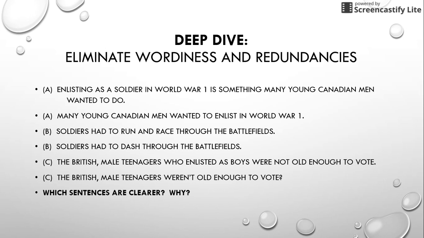So if you see here, it looks a little weird. I've got 2 A's, 2 B's, and 2 C's, but these are my pairs, my groupings. So I thought it would be a little easier if I put them this way. Basically, between my groupings, you're going to try to figure out which sentences are clearer. And this might involve a redundancy, changing word order, or just eliminating excessive words. Sometimes just because you have a longer sentence doesn't necessarily mean that you have a better sentence. Sometimes longer sentences work. Sometimes it's just overkill.